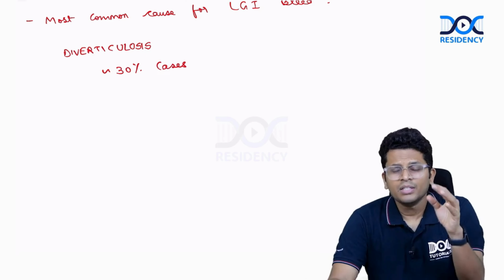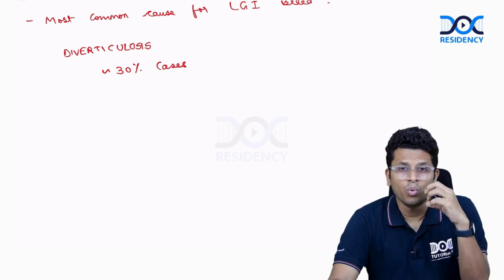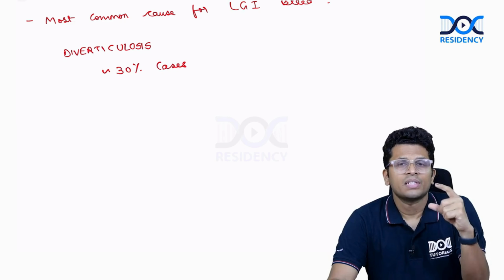Next important thing is when a patient presents to us, they'll ask you how are you going to manage this case. First thing you should always see is, based on the history, if the patient is unstable, you are going to resuscitate.